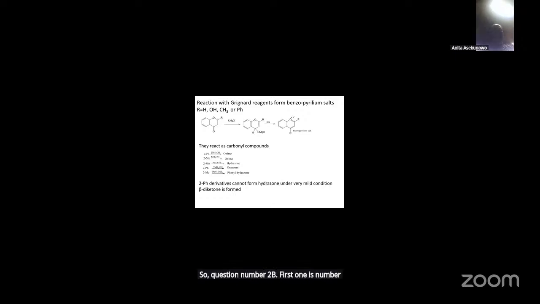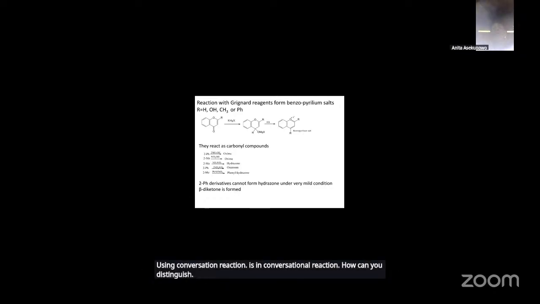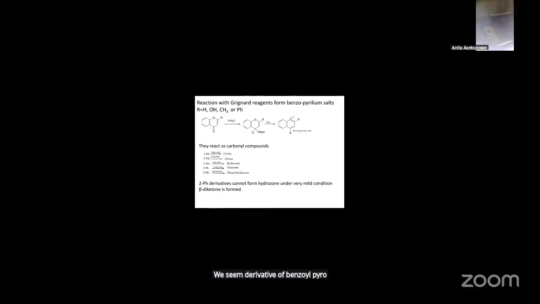How can you distinguish between the derivatives of benzopyrone using condensation reaction? Using condensation reaction, how can you distinguish between the derivatives of benzopyrone?